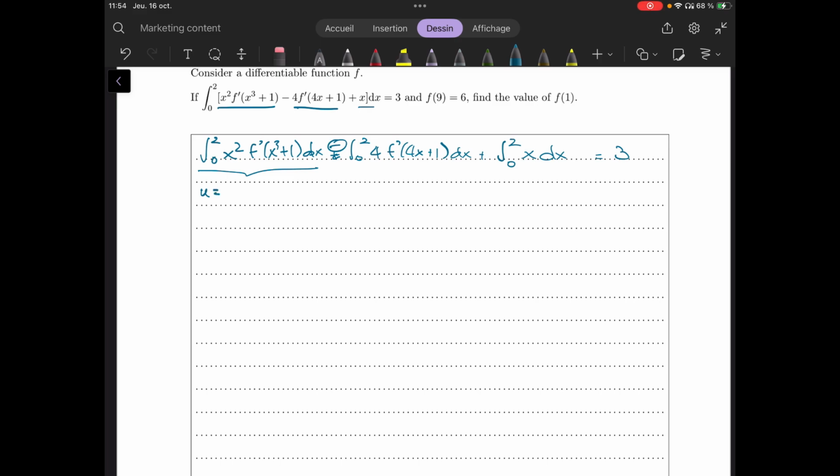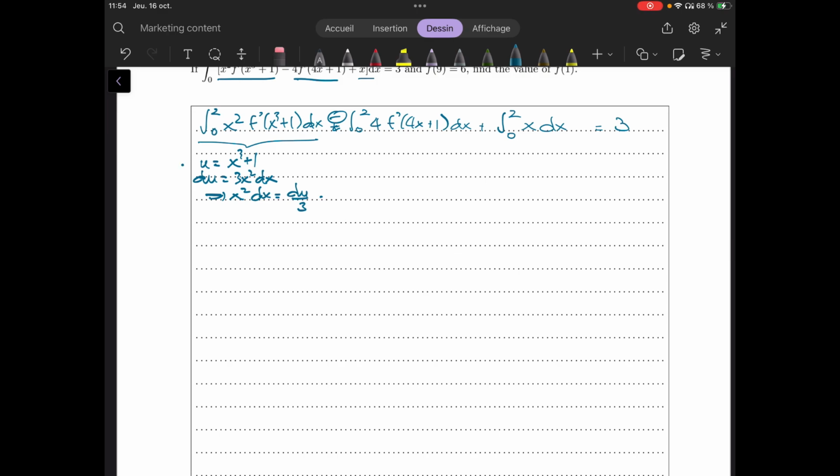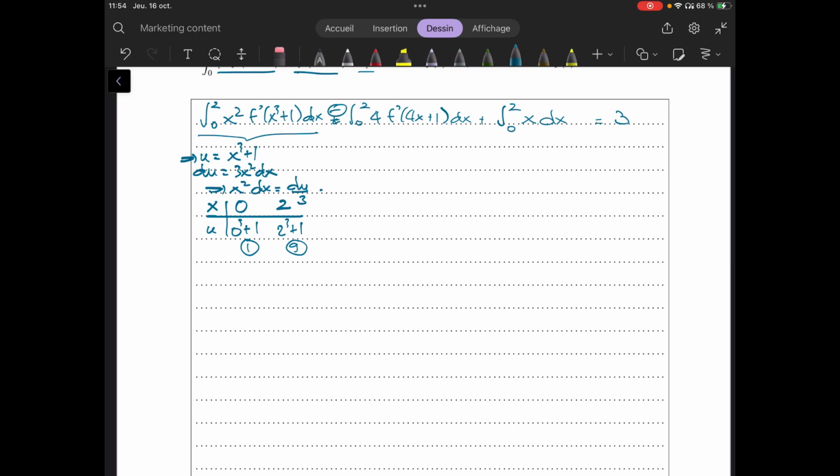The first piece, we can solve this using a u-sub. So if u is x cubed plus 1, du is 3x squared dx. So x squared dx is equal to du by 3. Because we're changing the variable, we also have to change the bounds. X goes from 0 to 2. U, therefore, goes from 1 to 9. So the first integral is equal to the integral from 1 to 9 of a third f prime of u du.